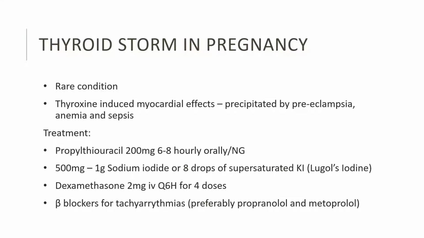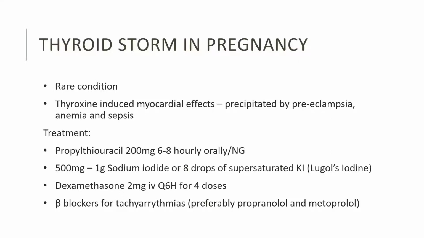So these are the risk factors in a normal pregnancy going on in a hyperthyroid patient, and if the patient develops preeclampsia for any reason, anemia or sepsis, then there's a chance that there can be precipitation of thyroid storm. How do you treat it?